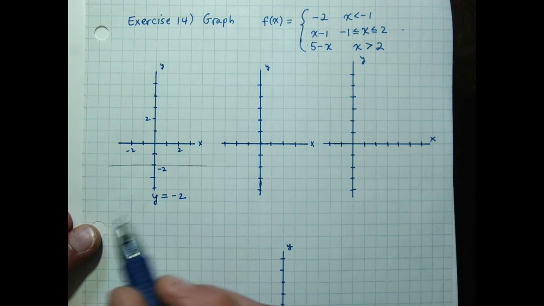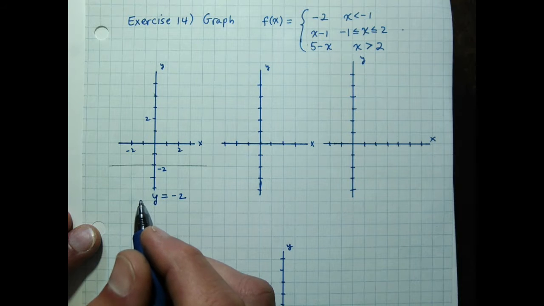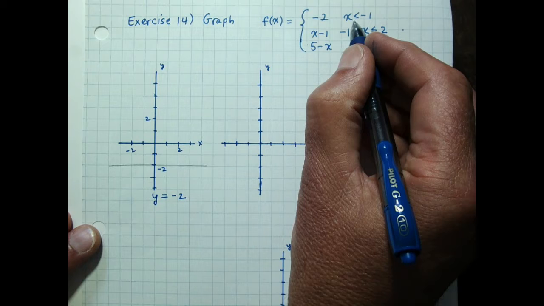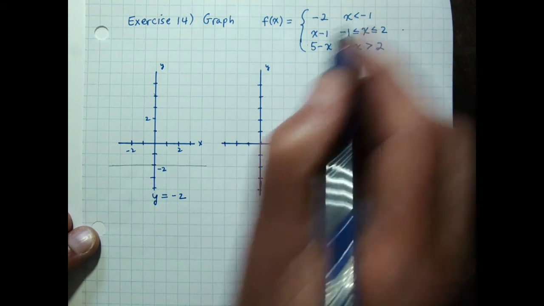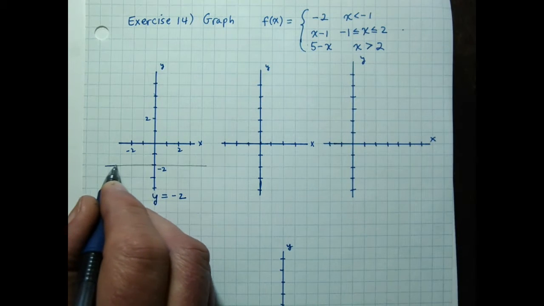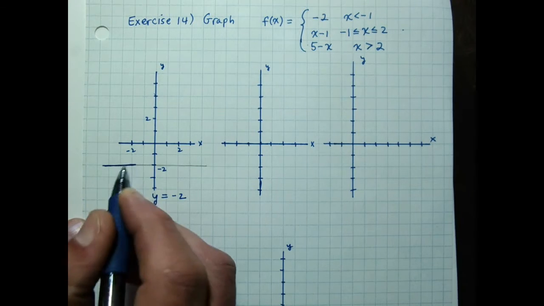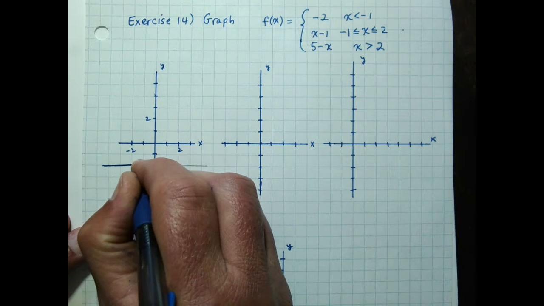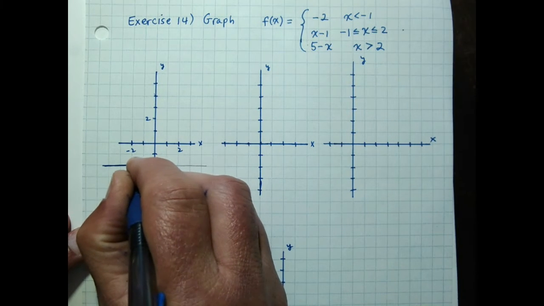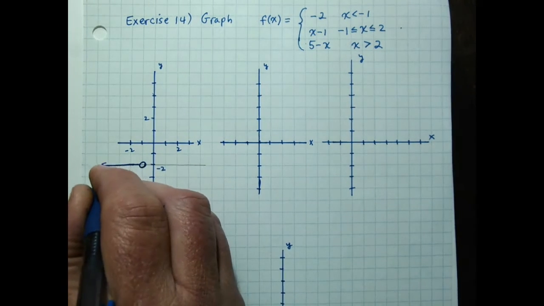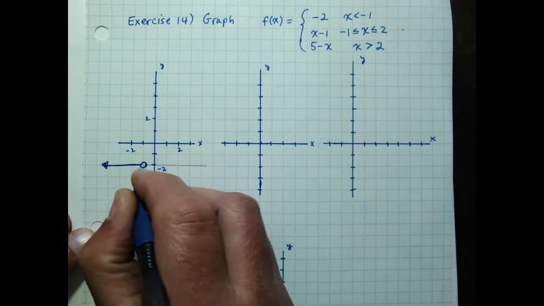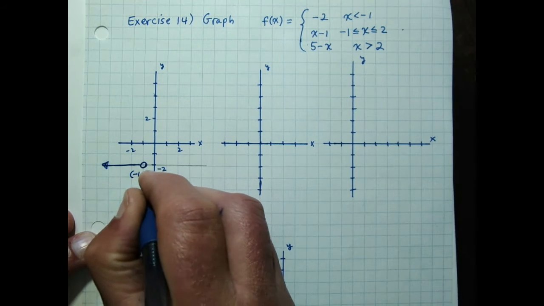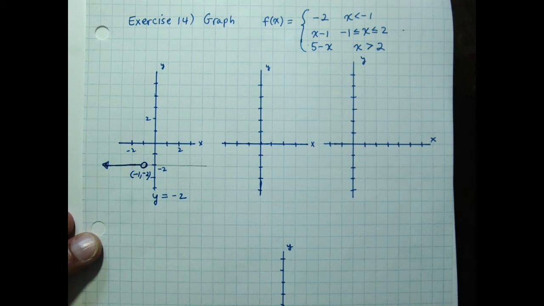And we want only a portion of that for our final graph though, right? We only want the portion when x is less than -1. So we want a piece of it over here. We don't want it when x is equal to -1, so we're going to draw an open circle and take everything to the left of that. That open circle has coordinates -1, -2, so we got to be aware of that.